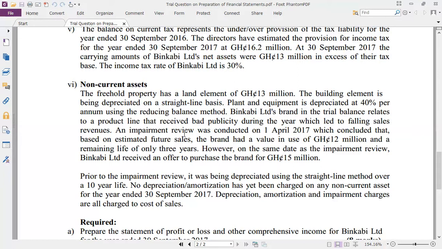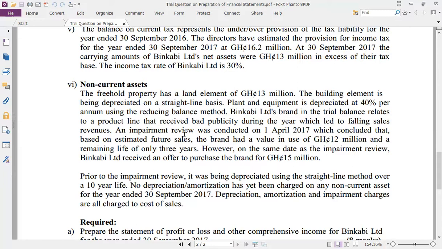However, on the same date as the impairment review, Vincapeak Limited received an offer to purchase the brand for 15 million. So that is the fair value less cost to sell. You compare that to the value in use to get the recoverable amount, and then you get the carrying amount and calculate the impairment in the books.